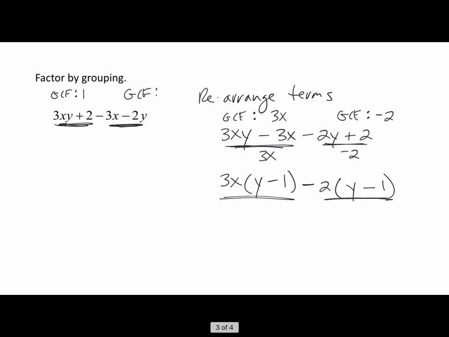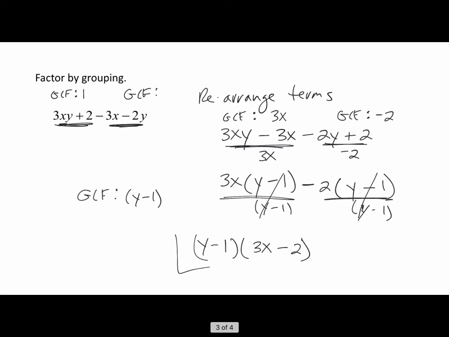So now my two terms here, they do have a common binomial factor of y minus 1. So let me factor that out from these two terms and divide to see what remains. It's going to cancel out, leaving 3x for the first term, minus 2 for the second. So that will be our factored form for this polynomial.